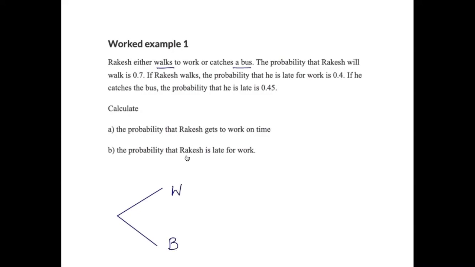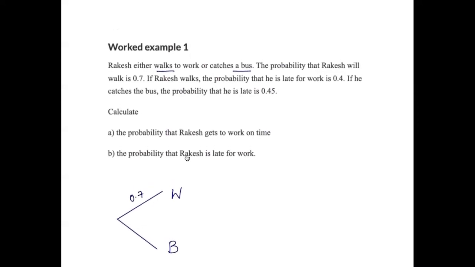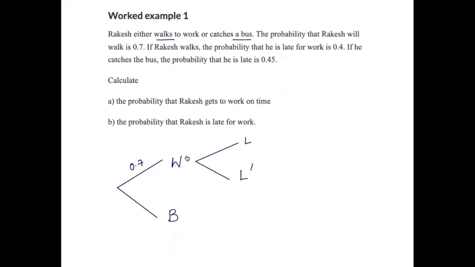he gets a bus. The probability that Rakesh will walk is 0.7. Then the question says, if Rakesh walks, the probability that he is going to be late for work. So the other event is that he's either going to be late or he's not going to be late. If he goes by bus, there is a probability that he's either going to be late or not going to be late. If you are able to draw the tree diagram, the question is going to be very much simplified.